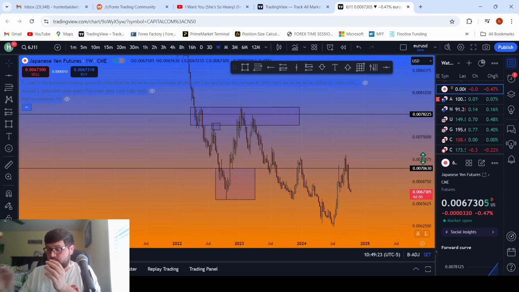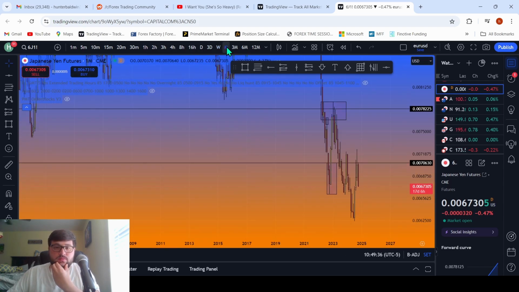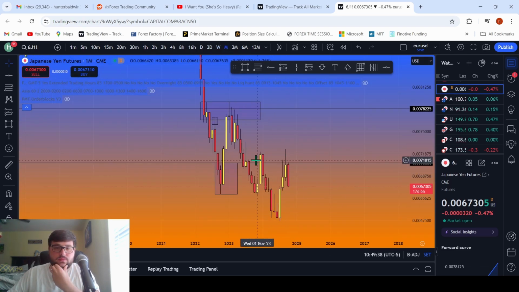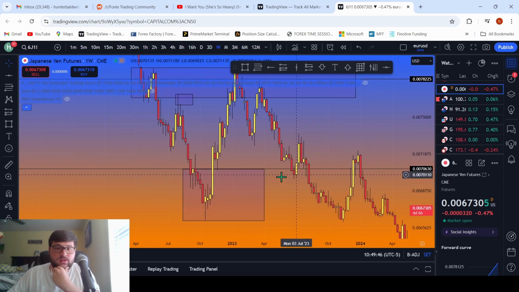So I think this is a good place to stop. I think we've given a pretty solid idea of what supply and demand is. Again, this is where the accumulation started. Price immediately pushes past.